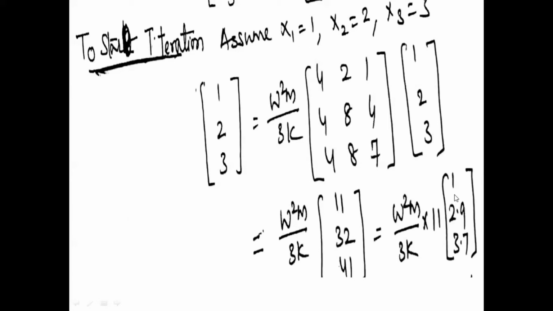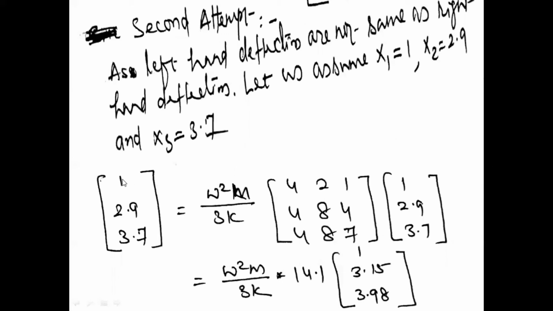So in the next iteration, the new values of x1, x2, x3 have to be taken as these values coming in the first iteration. So to start with the second iteration, you take 1, 2.9, 3.7 as the values of x1, x2, and x3. Multiply these two and take 14.1 common, you get the new values of x1, x2, x3. Here also, if you match it, x1 matches, but 2.9 does not match with 3.15, 3.7 does not match with 3.98. So you'll have to go for the next iteration.